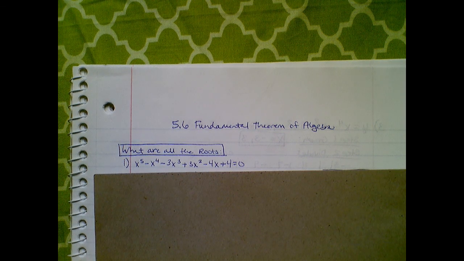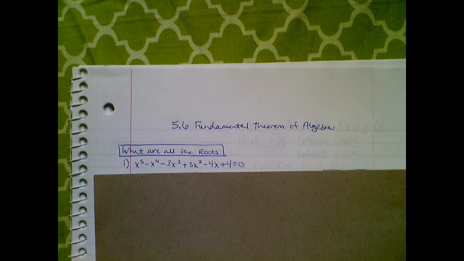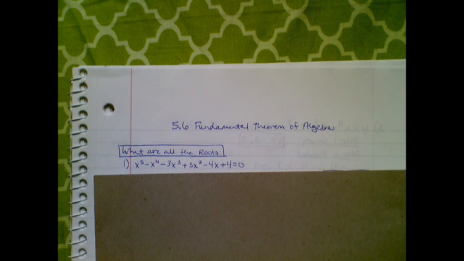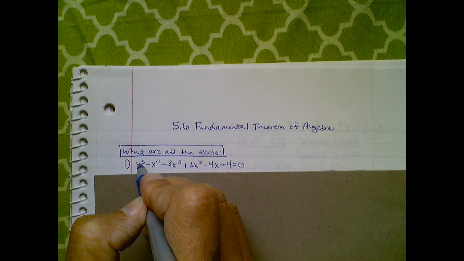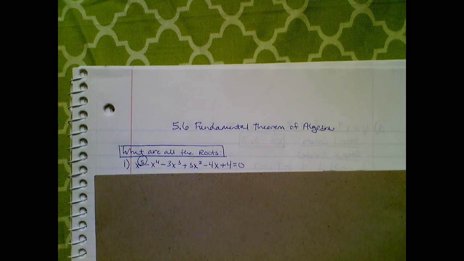What they're going to ask us in this section is find all the roots, so the real ones and the imaginary ones. So we have x to the fifth minus x to the fourth minus 3x cubed plus 3x squared minus 4x plus 4. Now for this one, I would look at the degree, your largest exponent, it is 5. So there should be 5 total solutions. We're not done until we find all 5 solutions.